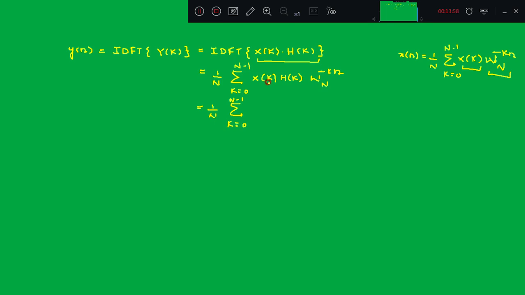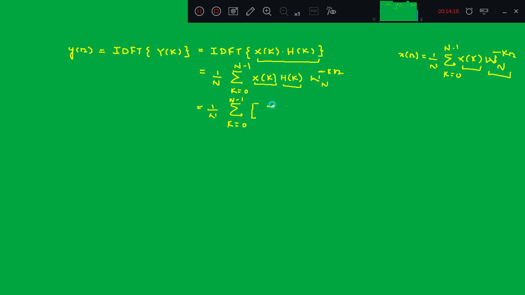This X of k is the DFT of the sequence x of n, right? And what is this H of k? It is the DFT of the sequence h of n, and using the DFT equation you write X of k and H of k separately.